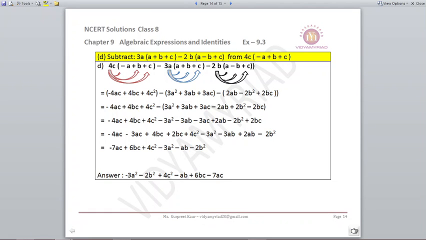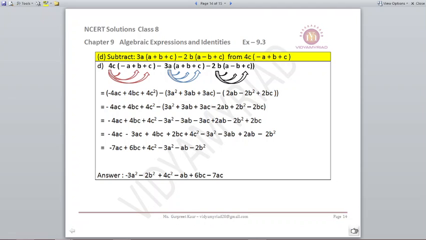Last question. Subtract 3a into a plus b plus c minus 2b into a minus b plus c from 4c into minus a plus b plus c. Now we will write 4c into minus a plus b plus c as my first term and put a minus sign and write the other terms, 3a into a plus b plus c minus 2b into a minus b plus c. Now next is we need to open the bracket.